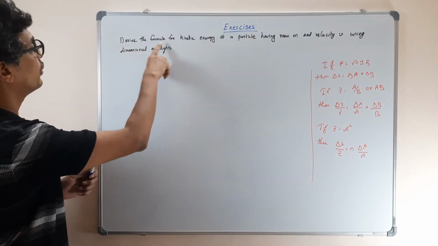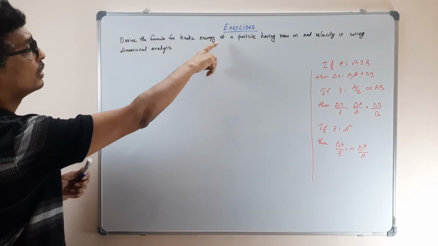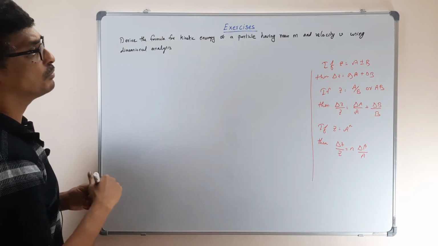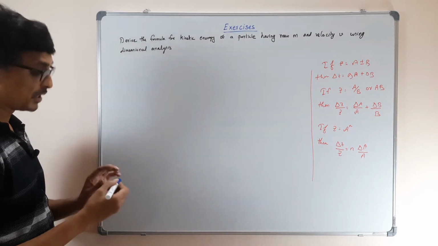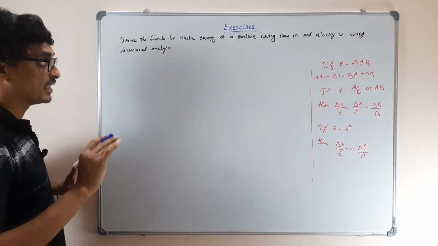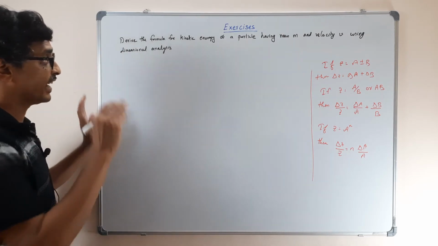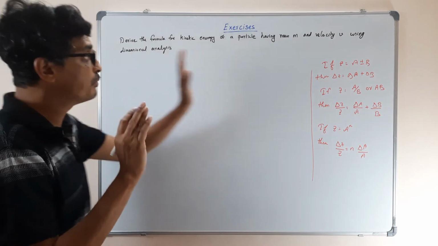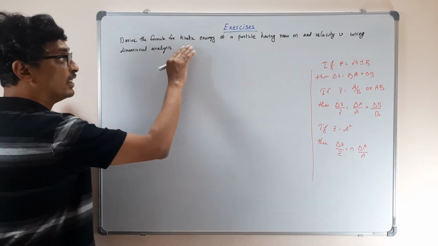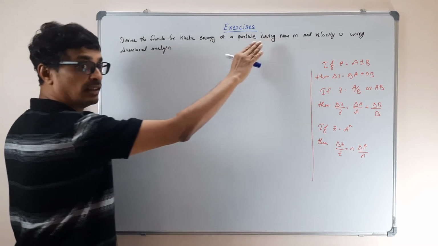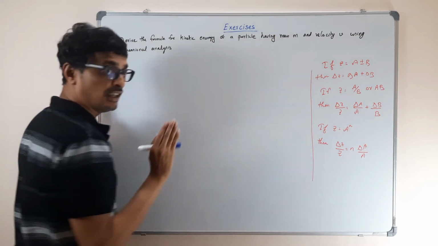Interesting. Derive the formula for kinetic energy of a particle having mass m and velocity v using dimensional analysis. If you remember, that's what dimensional analysis is. They have already given us some answer. Kinetic energy of a particle having mass m and velocity v. So what they say is, kinetic energy is going to depend upon mass as well as the velocity v.